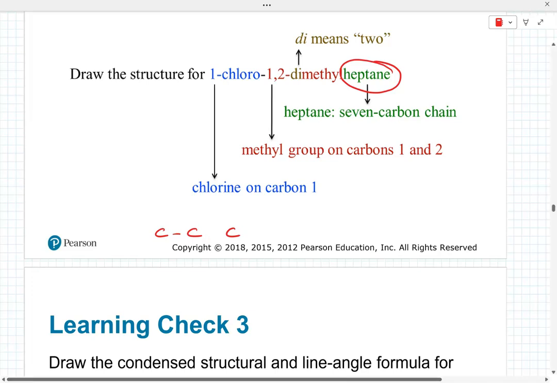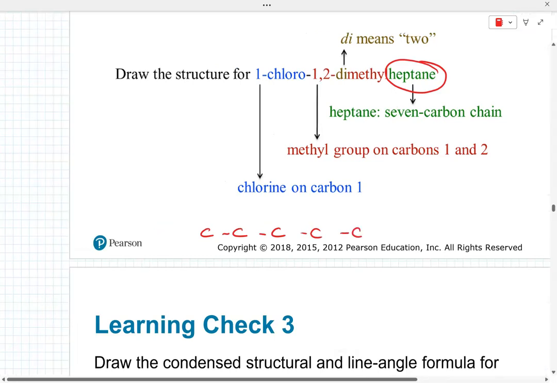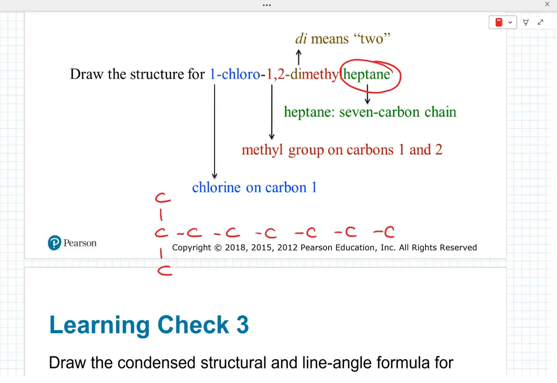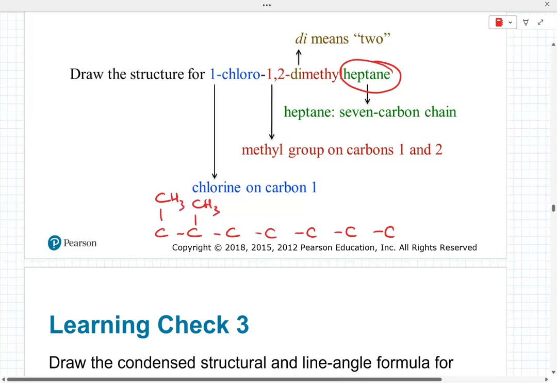I keep forgetting which side I need to go. Forward, okay. 5, 6, 7. Okay. Now 1, 2 on the left. Sounds good. 1, 2 dimethyl. Agreed? Sorry, no, my bad. 1, 2 dimethyl. 1, 2. Okay, we got this. 1 chloro. Good?